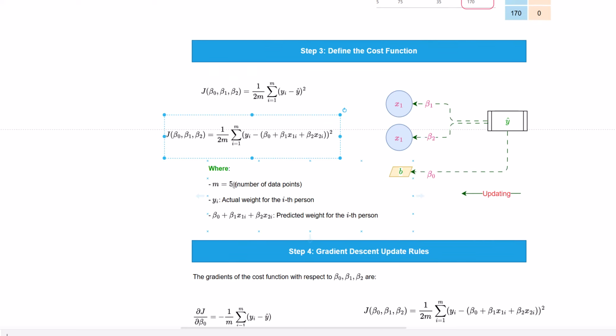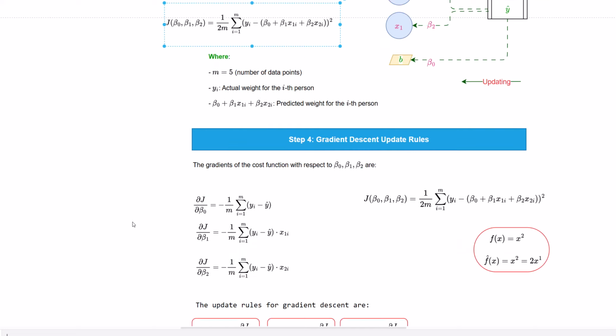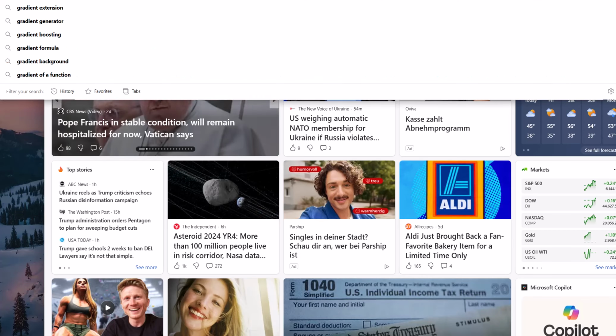Now, as you can see here, m is 5. Y is the actual value, the actual value of the class label, the weight of the person, for instance, person i. And this one is the predicted weight of each, I mean y hat. Now, as you can see here, we need to find the gradient. This is using gradient descent. And for gradient descent, let me just go here. Gradient descent.